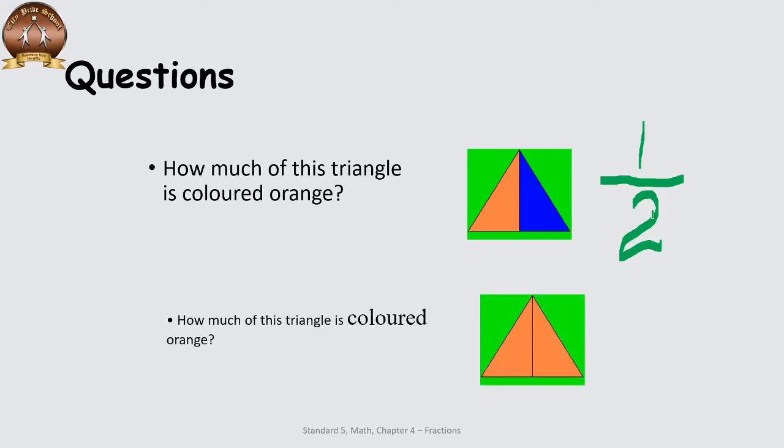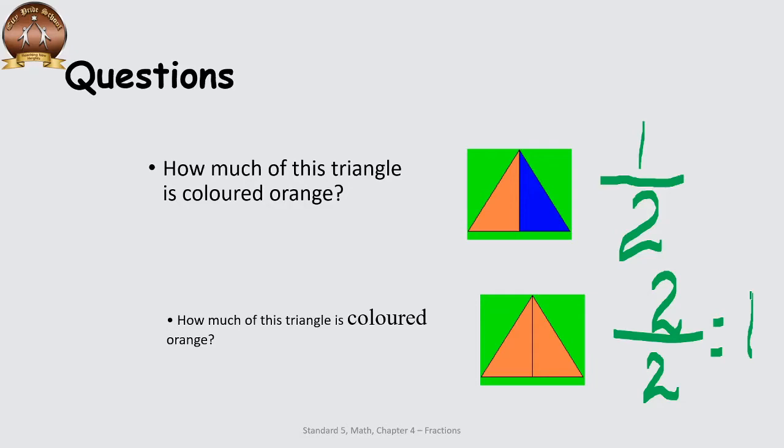Now, how much of this triangle is colored orange? If you see, there are 2 total equal parts and both the parts are colored orange. So 2 upon 2. When we have the complete figure, as you can see here, it's orange, the complete figure. We also say that the whole figure is colored orange. That is 1. We can say that the complete figure.